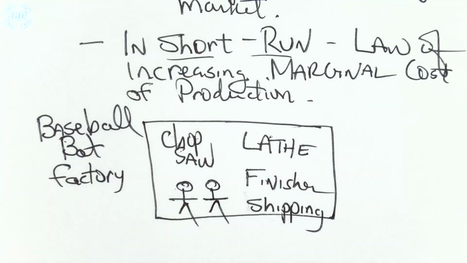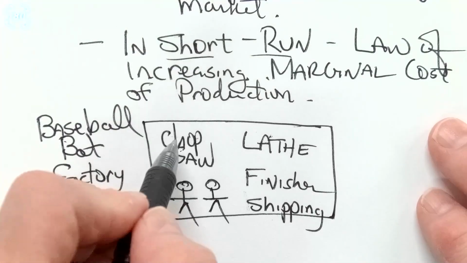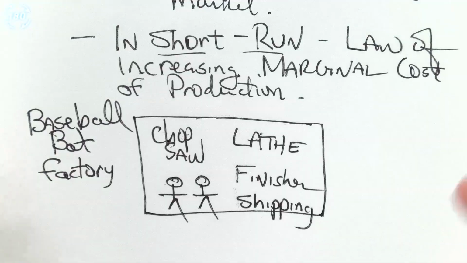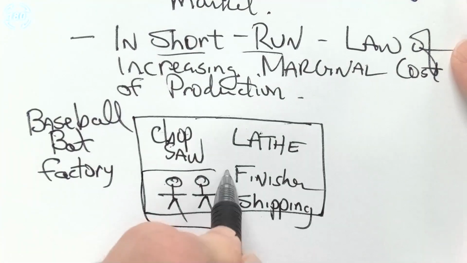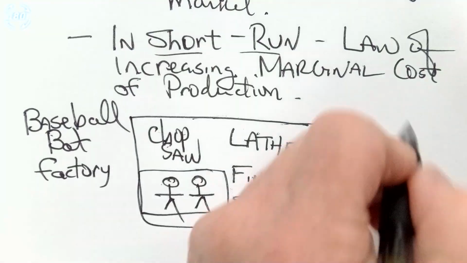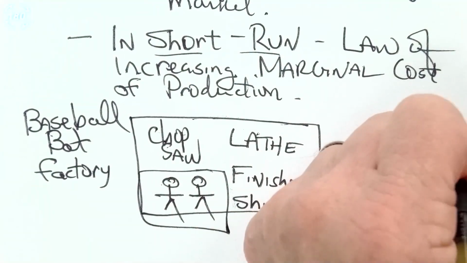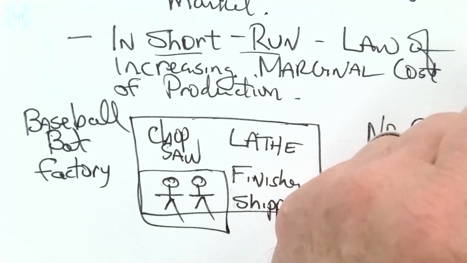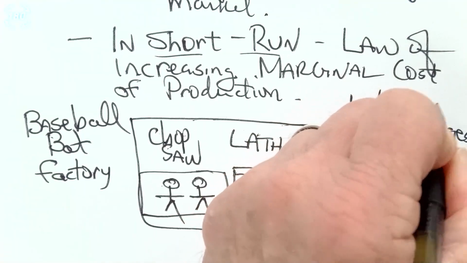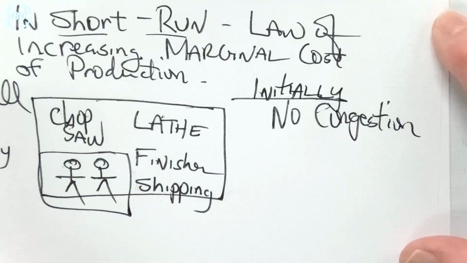Put a second worker. Now here's the deal. What's nice about putting a second worker in here is if you start one here and you start one here, they could probably go in a circle and not get in each other's way, okay? So 2 people could probably double your output because there's no congestion. Initially when you hire workers, there's no congestion.